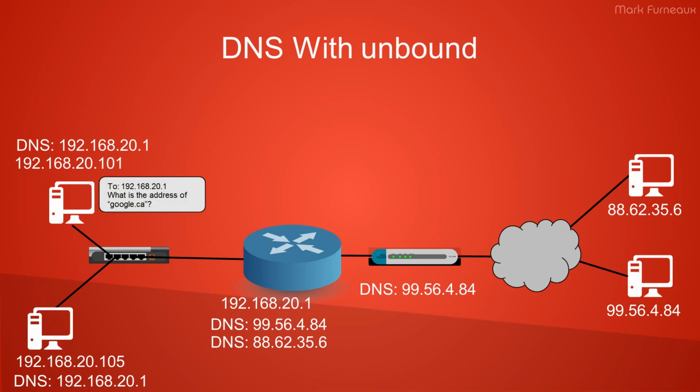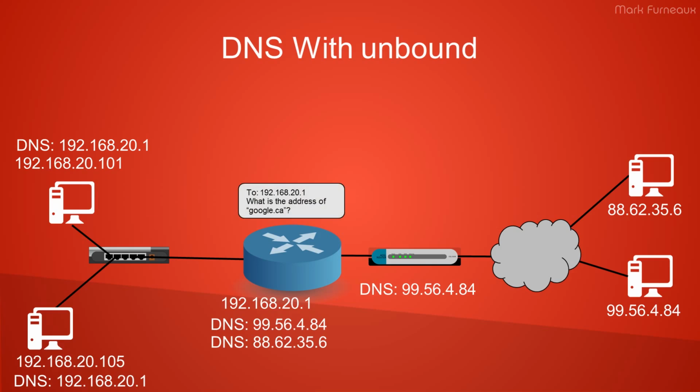So replaying the same example as before, we have a client device, it wants to resolve google.ca. So it sends this request to the pfSense router, to unbound, which then receives it. Now, of course, unbound has no idea where google.ca actually is. So in this case, it's going to create two requests simultaneously to those DNS servers on the internet.